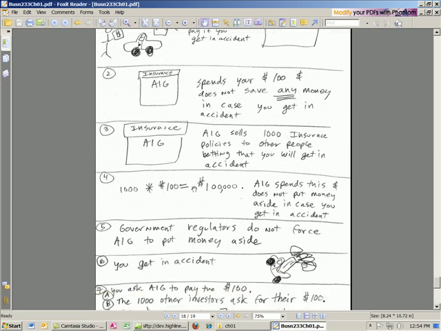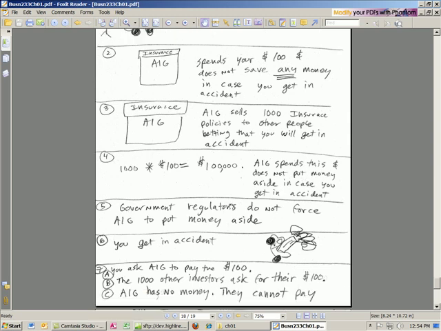All right, so here it is. Here's the total, $100,000. It's $100 each that AIG gets. AIG spends this and does not put any money aside in case you get in an accident. Now, they don't really spend it, but they actually don't have it. They put it into other things, but they didn't put any money aside. So government regulators do not force AIG to put any money aside.